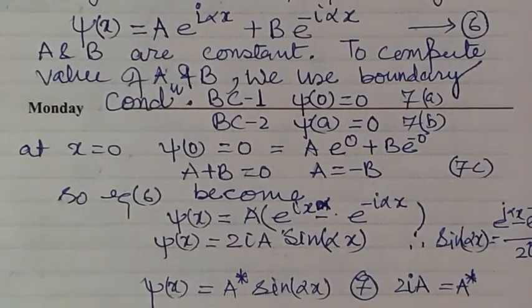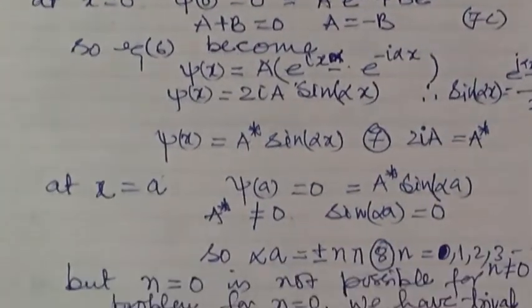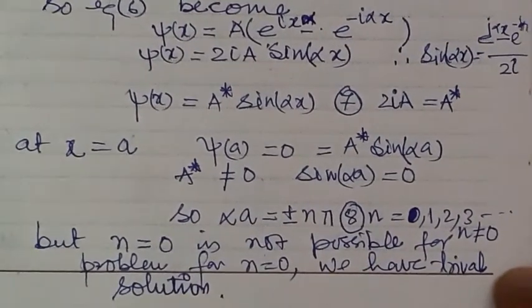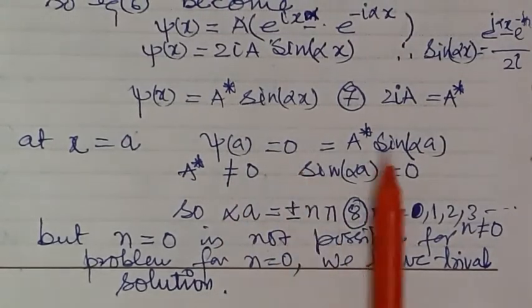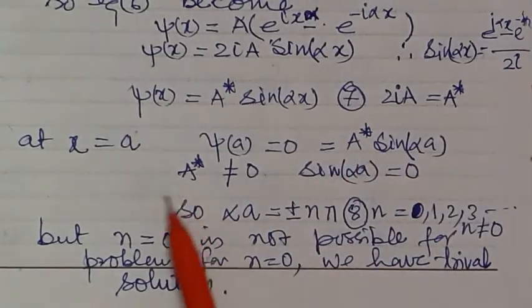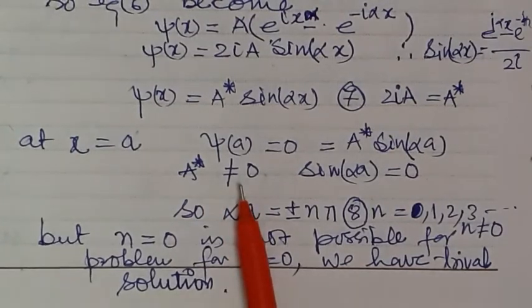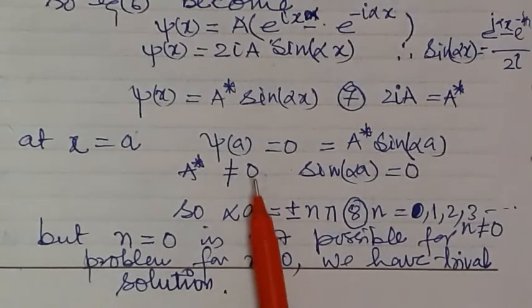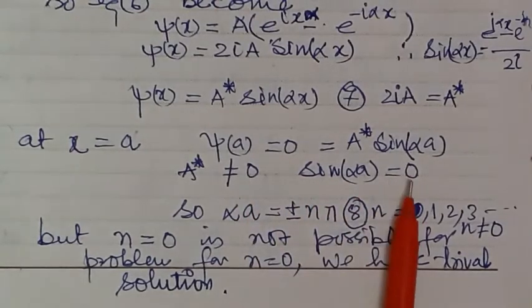Now going further and using the second boundary condition, at x equal to a, psi a also goes to 0, where A star sine alpha a must be 0. A star should not be 0. If we consider A star equal to 0, then no solution exists. Therefore, sine alpha a must be 0.